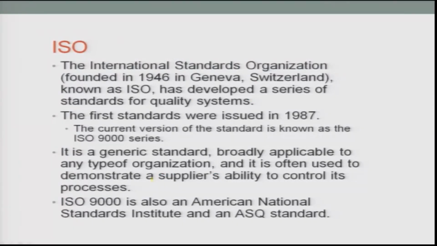Now, I will go a little bit in depth about ISO, which is the International Standard Organization, and the relevance of that. It was founded in 1946 in Geneva in Switzerland and is known as the ISO, and it has developed a series of standards for quality systems. The first standards were issued in 1987, and the current version of the standard is known as the ISO 9000 series. It is a generic standard broadly applicable to any type of organization and is often used to demonstrate its ability to control its processes.